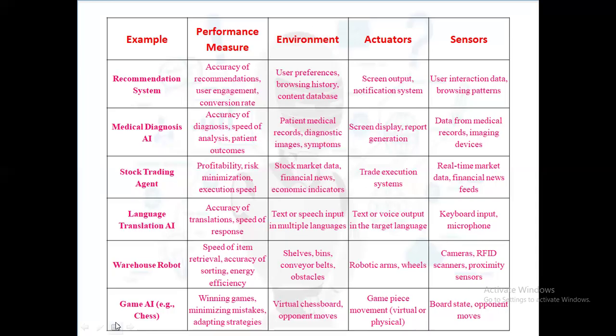The next example is the game AI, such as a chess playing agent that operates on a virtual chessboard. It uses sensors to perceive the board state and opponent moves, while actuators control the movement of game pieces. Its performance is evaluated based on its ability to win games, adopt strategies, and minimize mistakes.